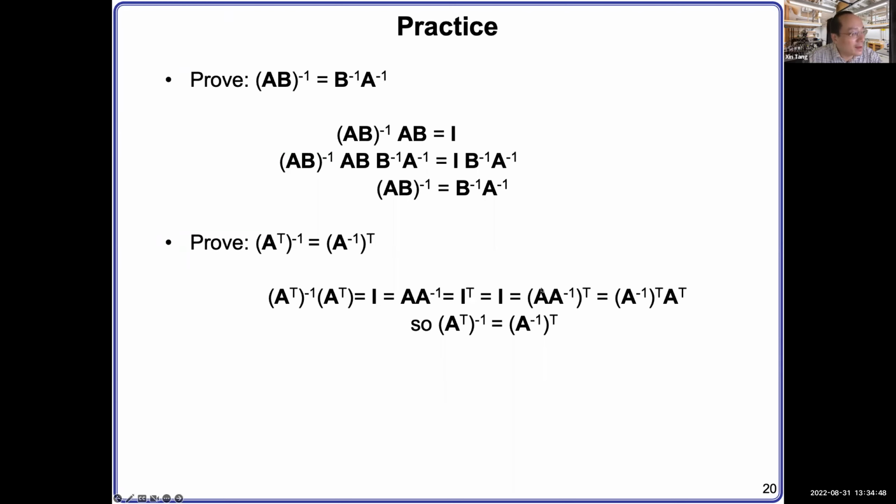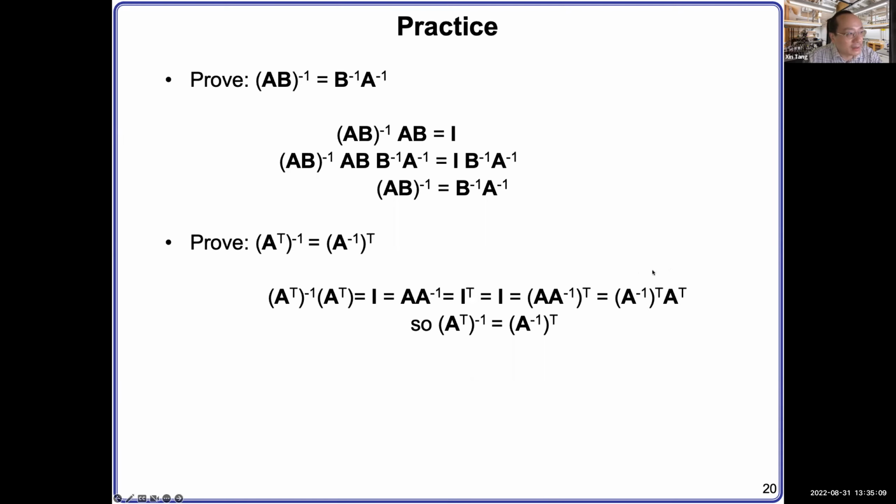And then remember this one, we mentioned it before. You have a T here. This actually will become T. This one becomes (A inverse)^T times A^T. We already know that, right? It becomes (A inverse)^T times A^T in the previous slides. We already learned that.